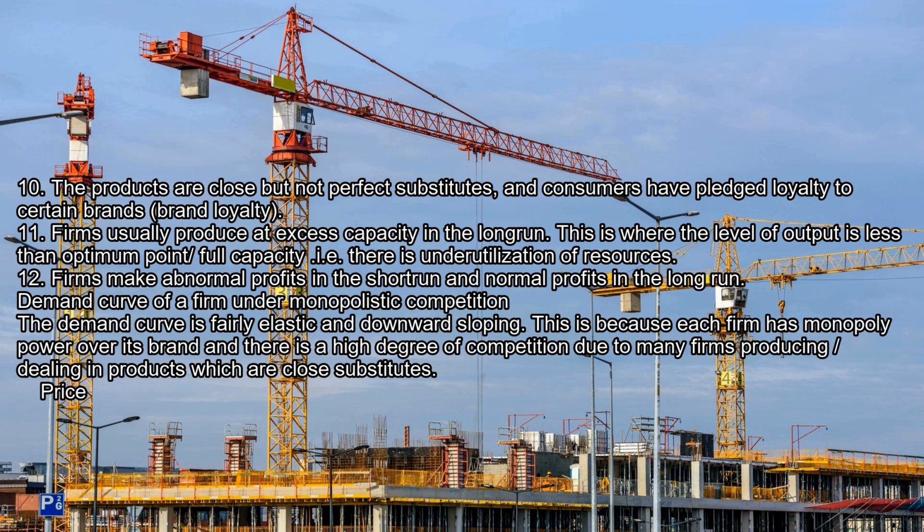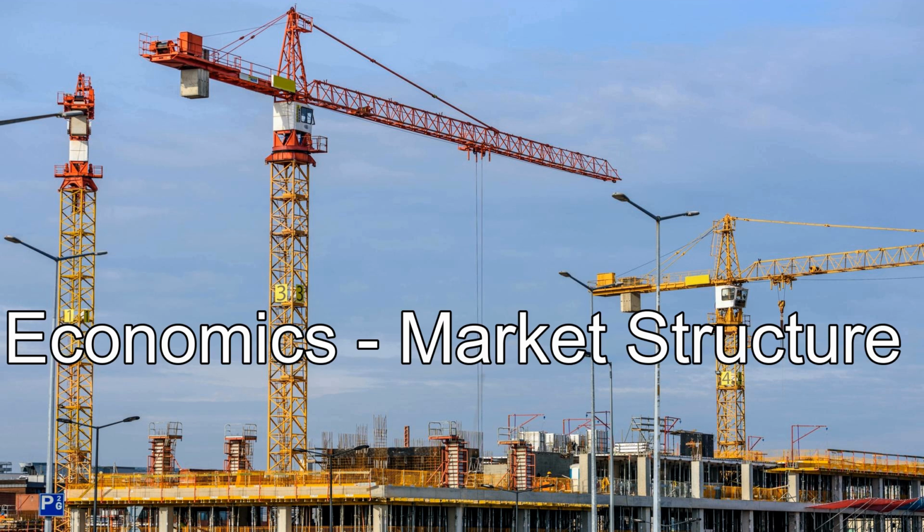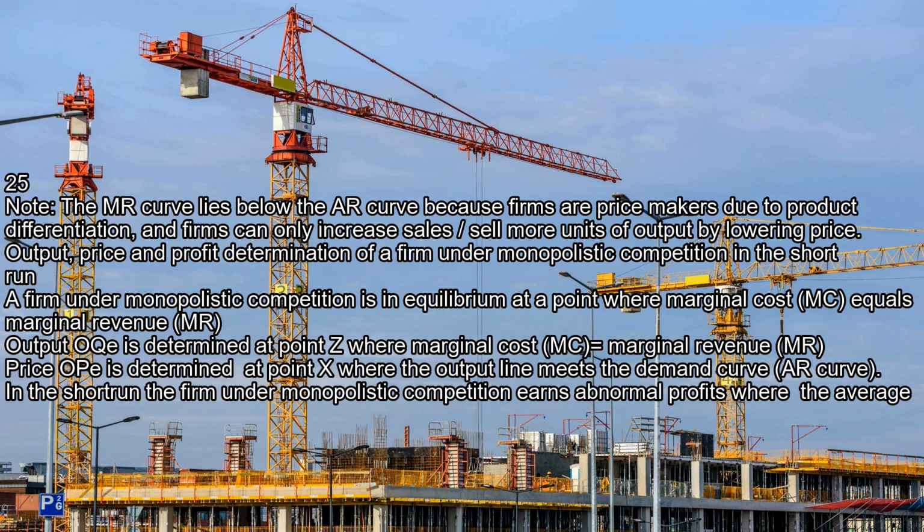Demand curve of a firm under monopolistic competition. The demand curve is fairly elastic and downward sloping. This is because each firm has monopoly power over its brand, and there is a high degree of competition due to many firms producing/dealing in products which are close substitutes. Note, the MR curve lies below the AR curve because firms are price makers due to product differentiation, and firms can only increase sales/sell more units of output by lowering price.